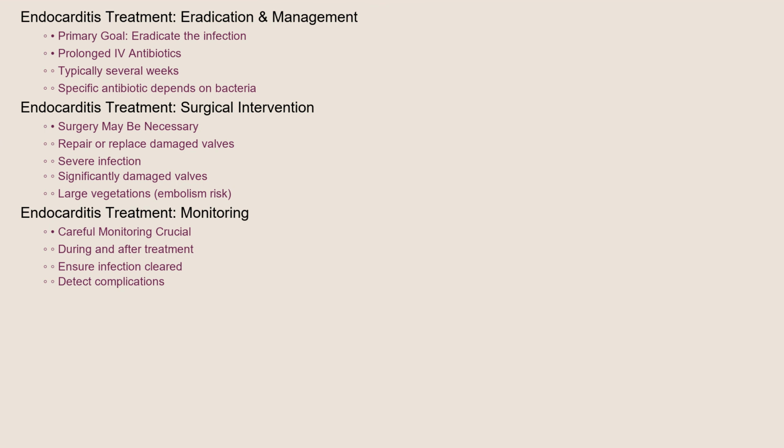The primary goal of endocarditis treatment is to eradicate the infection. This typically involves a prolonged course of intravenous antibiotics, often lasting several weeks. The specific antibiotic used will depend on the bacteria identified in the blood cultures. In some cases, surgery may be necessary to repair or replace damaged heart valves, particularly if the infection is severe, the valves are significantly damaged, or if there are large vegetations that pose a risk of embolism. Careful monitoring during and after treatment is crucial to ensure the infection is cleared and to detect any complications.